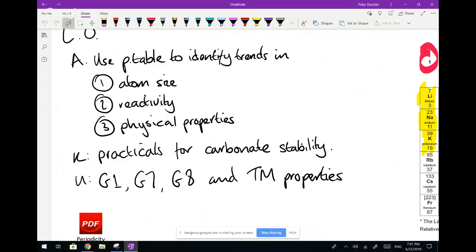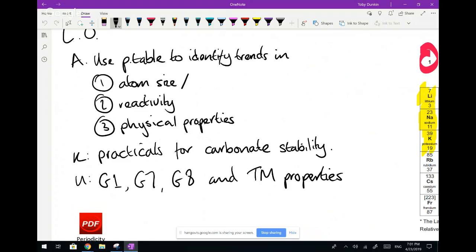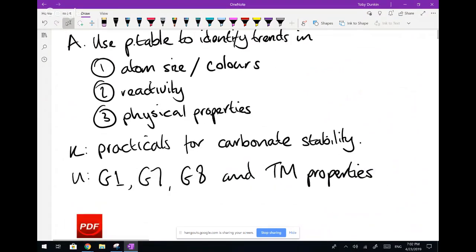We're going to be looking at atom size. I'm going to add a few more extras to this. We're going to be looking at colors and trends in the colors of the groups. And we're also going to cover the other physical properties as well. And we're also going to look then at reactivity. If there are questions that you guys have, please ask them on the chat. I've got the chat window open, so I'll be able to answer those as we go through.